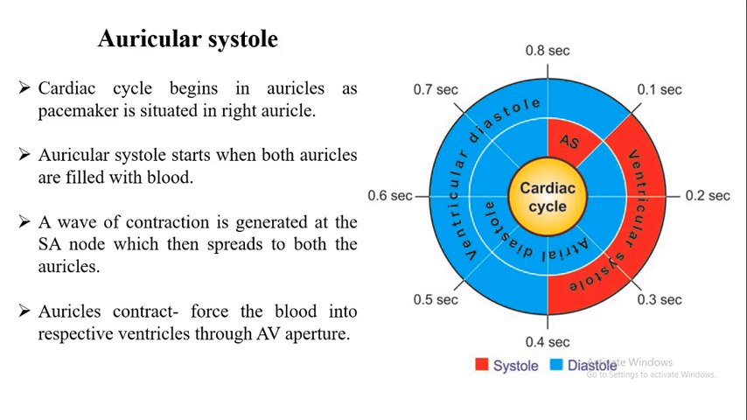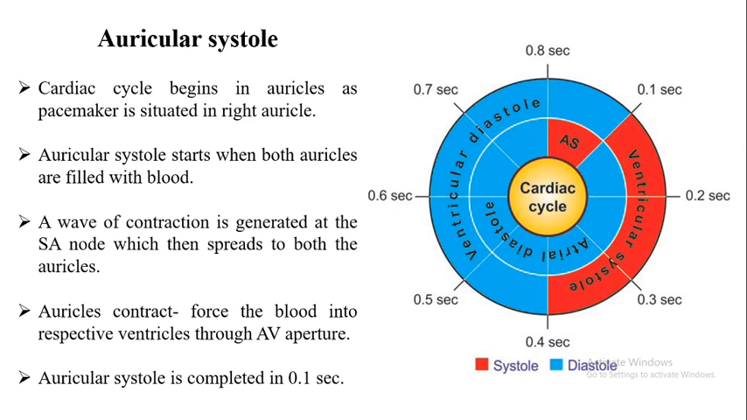So auricles contract and force the blood into respective ventricles through the AV aperture, which is present between auricle and ventricle. Auricular systole is completed in 0.1 second. In the diagram also, the red part of auricular events shows auricular systole, which is completed in 0.1 second time. And the rest of the time is the relaxation phase for auricle. So for the rest of the time the auricular wall gets relaxed and auricle starts filling.